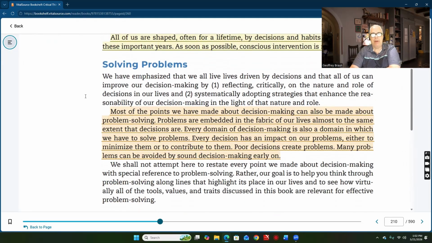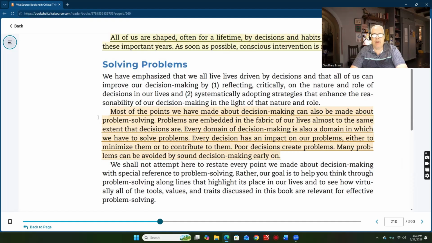Most of the points we've made about decision making can also be made about problem solving. That seems to be a common pattern with this text. What is gone over in one area of inquiry, investigation into critical thinking, is applicable to other areas. And that's common with a lot of established ideas, I guess we could say.